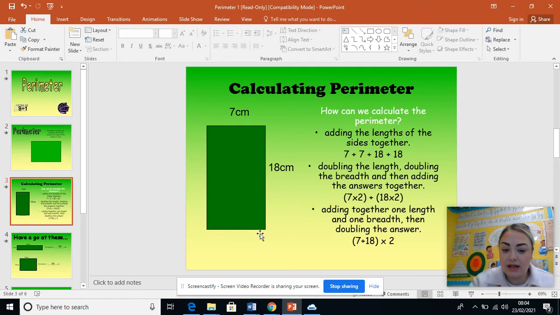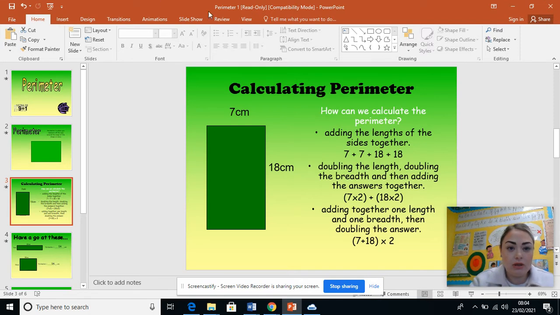Now, the opposite side here is missing, but it's exactly the same as the opposite one, so it's got to be 7. The same with the 18. It's missing here, but it's got to be 18 because it's exactly the same length as the opposite. So you'd add 7 and 7 together and 18 and 18 together, and then the two answers. And you've got the method here if you need to pause the video.